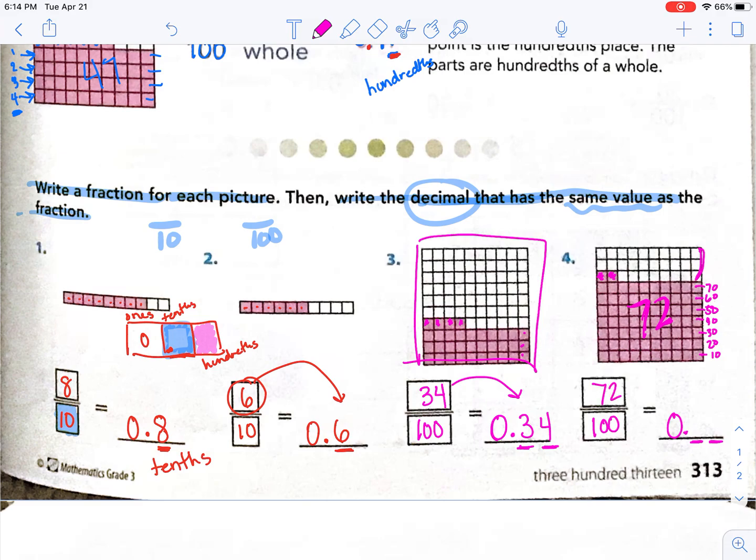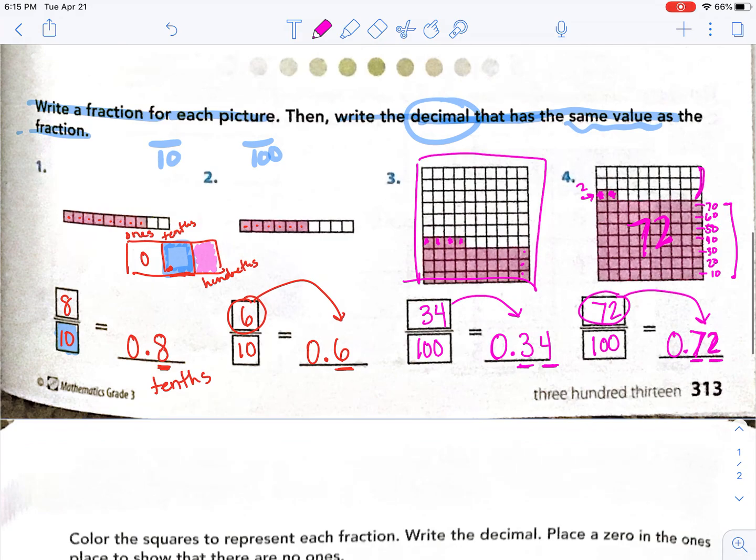72. And do you see why this works? Are there 7 rows of 10 here? Yes, there's 7 tenths. And how many little extra 100ths right here? 2. And 2 little 100ths. Now, does that match? Yes, it does. That's why that works. Good job, boys and girls. Stick with it. Here we go.